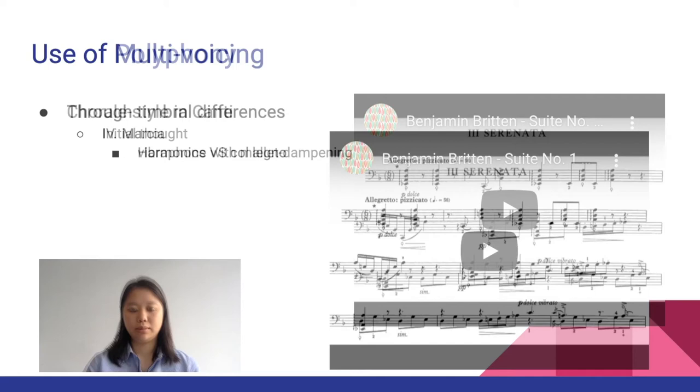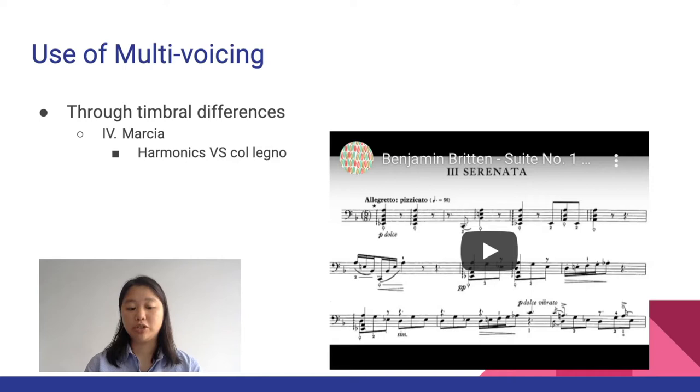Other than using different registers, Britten creates contrasting voices through different timbres and extended techniques. I will now play the beginning of movement 4, Marcia, which uses harmonics and col legno.